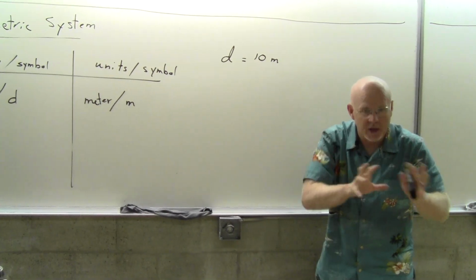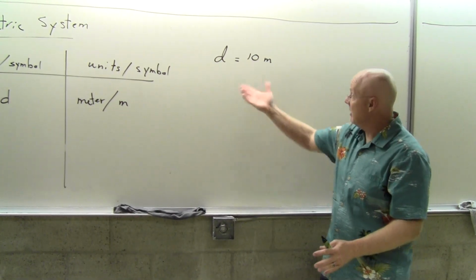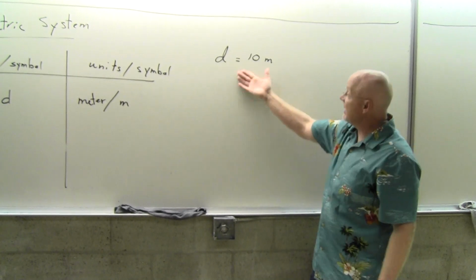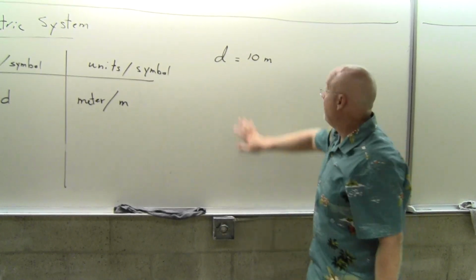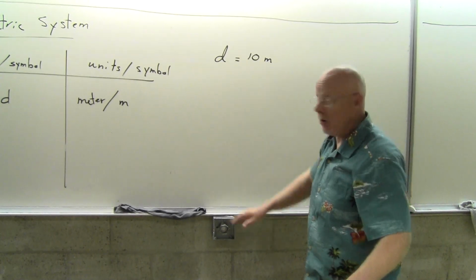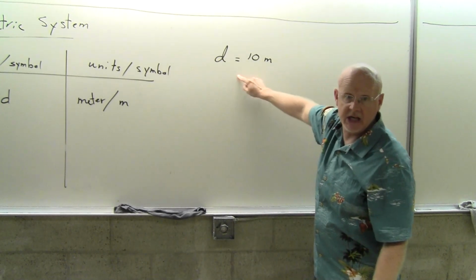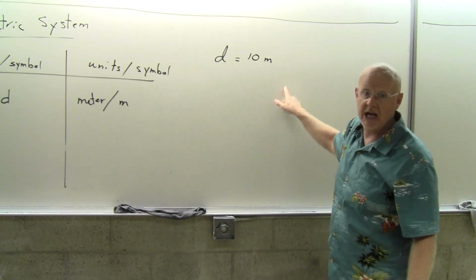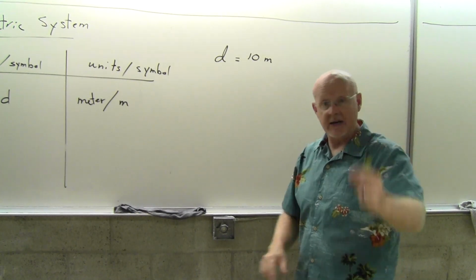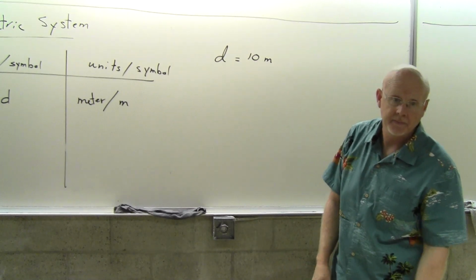You don't have to write it out in words. You could just say, this is a sentence. You can read it like a sentence. You may write it like an equation on the board, but if somebody asked me to read it to them, I'd say, okay, what does this say? This says distance is 10 meters. I didn't say equals. I didn't say D. I didn't say M. I said distance is 10 meters. This was a whole sentence.